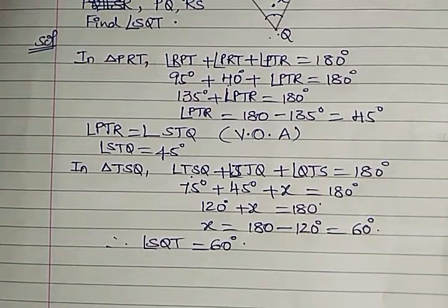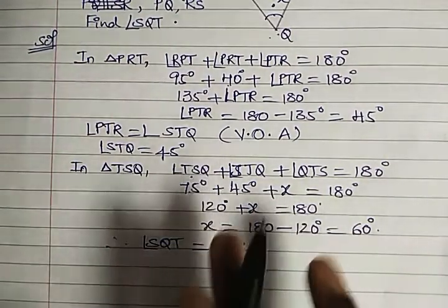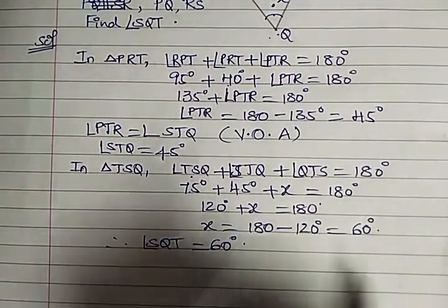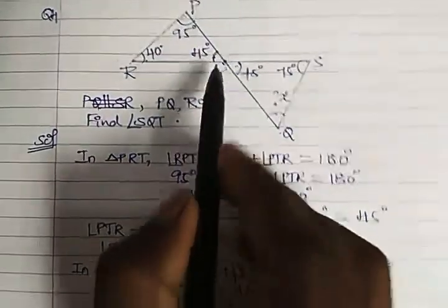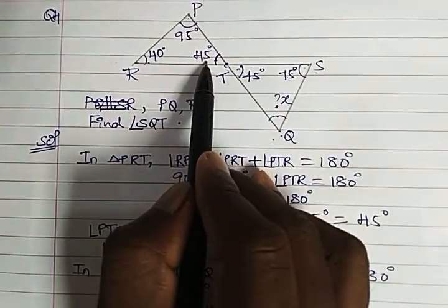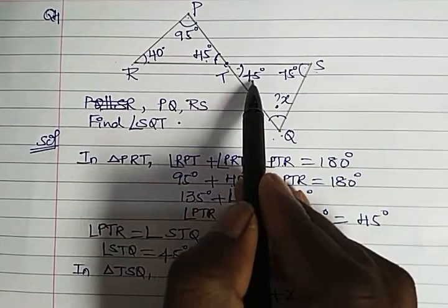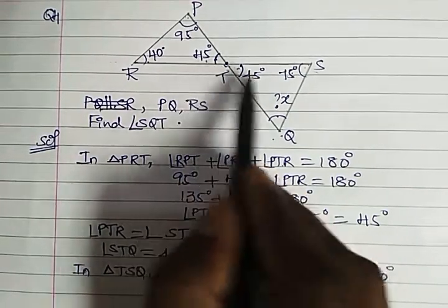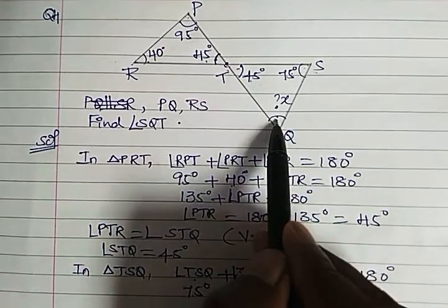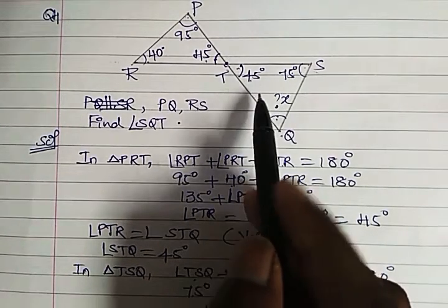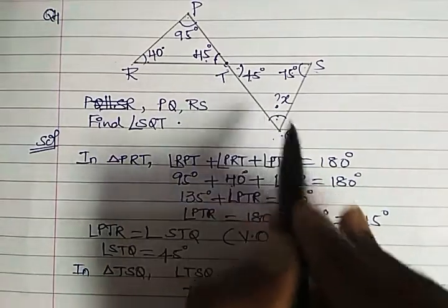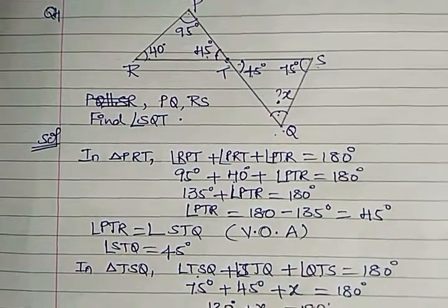So that's it about this question. Very easy question. We have used two properties, the angle sum property and the vertically opposite angle property. To find this angle, we used the angle sum property. To find this angle, we used vertically opposite angles. And again, to find the ultimate value, we used the angle sum property of the triangle. So that's about question number 4.